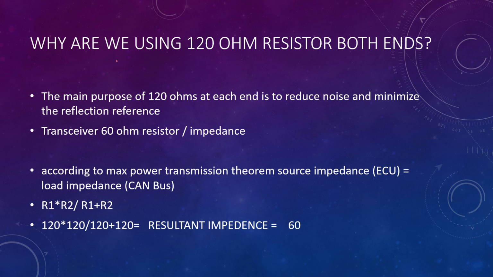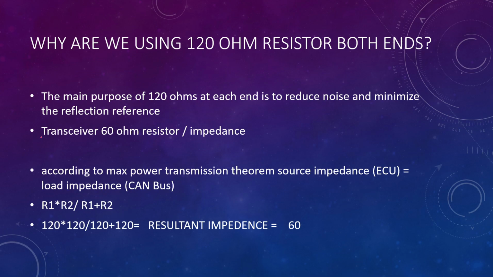We have to know this question, analyze it, and give the perfect answer. Then only they will consider you; they will think he knows at least a little bit about the CAN protocol. So the main purpose of 120 ohm at each end is to reduce the noise and minimize the reflections. So this is one point.